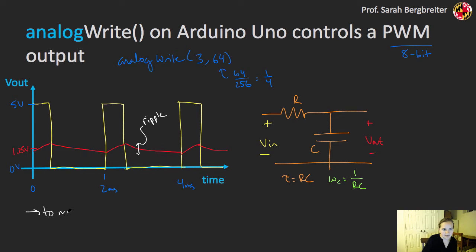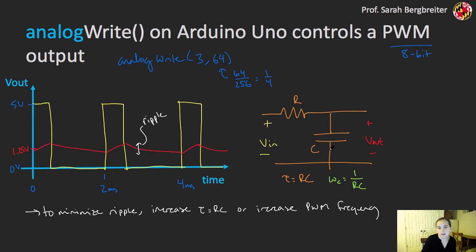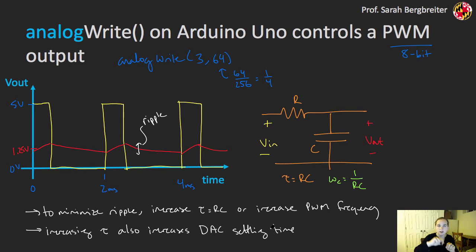Now, to minimize that ripple, I can either increase the time constant of my circuit, or I can increase that PWM frequency. Either way, I'm slowing down the corner frequency of my filter relative to the frequency of my PWM signal, right? I want this attenuated. Of course, the challenge with doing this is that increasing tau is going to increase the DAC settling time, or effectively the time that it takes to reach a newly commanded voltage.